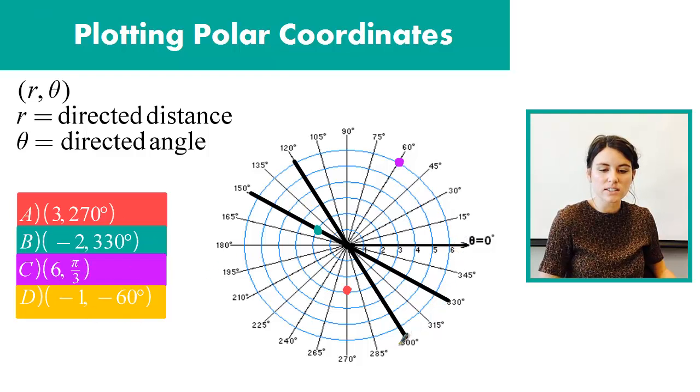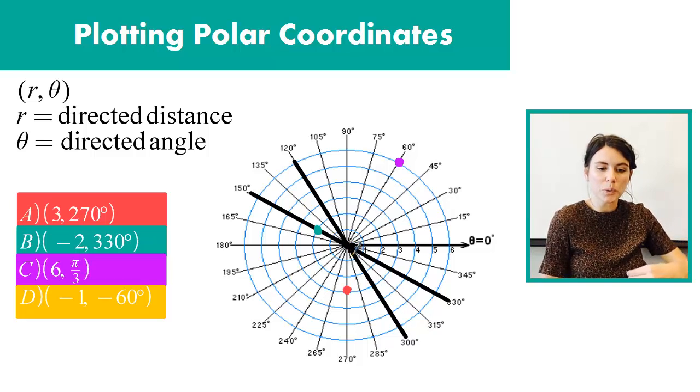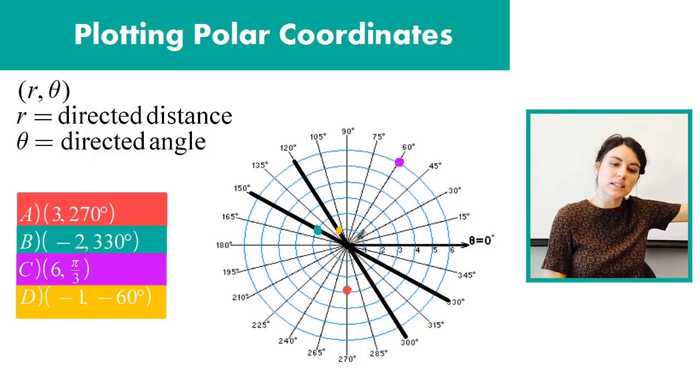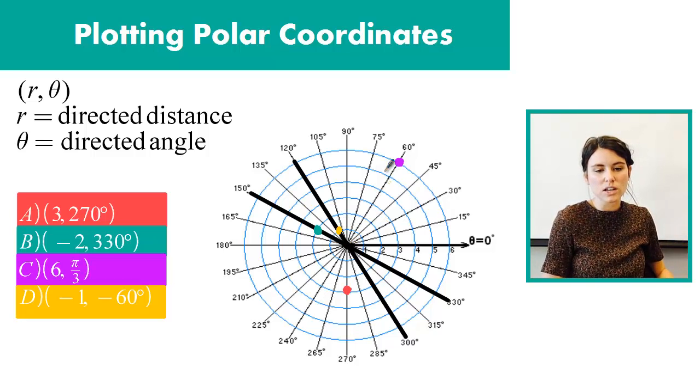So -60 is the same as 300 in the positive direction. And then again, it's negative. So instead of going forward, I reverse back. So I reverse back 1 into -1. And then those are all of my polar points. That's it. That's how you plot a polar coordinate.